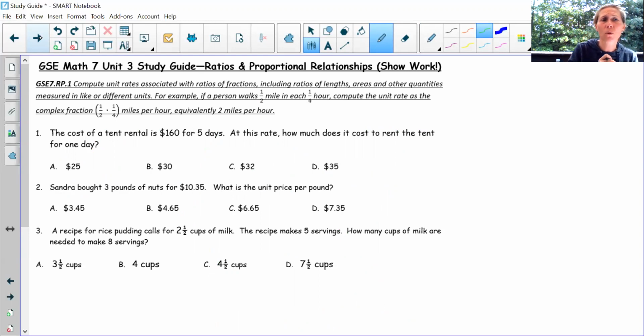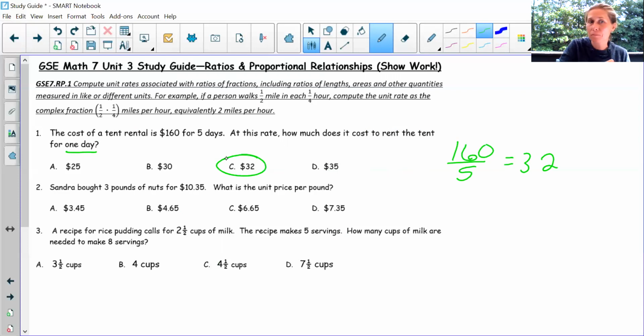All right, so let's look at number 1. The cost of a tent rental is $160 for 5 days. At this rate, how much does it cost to rent the tent for 1 day? Now, we learned this. If you want 1, you're dividing by what you want 1 of. I want 1 day, so I'm going to divide by days. So 160 divided by 5. Take your calculator, right? Many of you could actually do it in your head, so I'm going to just make sure I'm right. 160 divided by 5 gives me 32. So at this rate, how much does it cost to rent a tent for 1 day? It costs $32 for 1 day.